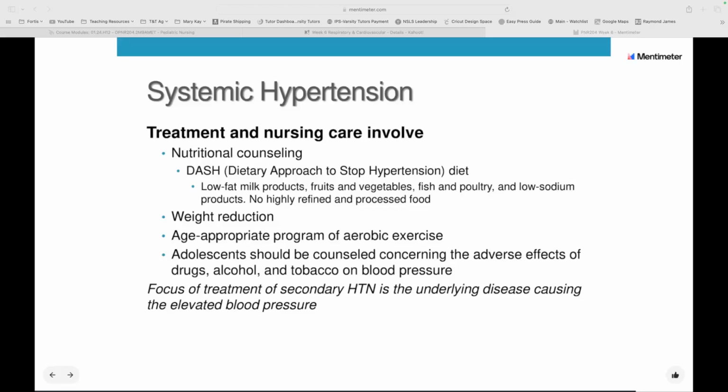In our adolescent population, we need to make sure that we're telling them about the adverse effects of drugs, alcohol, and tobacco on blood pressure, making sure they're staying away from those.